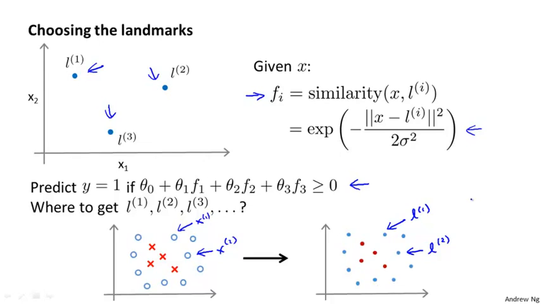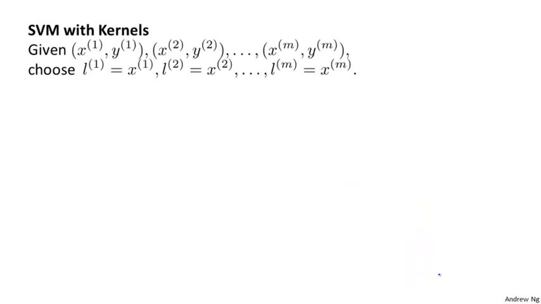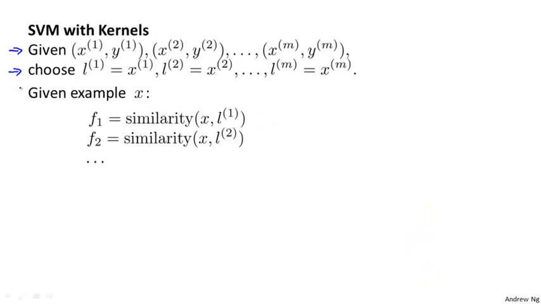But what I'm going to end up with using this method is m landmarks, so I have L1, L2, down to Lm if I have m training examples, with one landmark per location of each of my training examples. And this is nice because it's saying that my features are basically going to measure how close an example is to one of the things I saw in my training set. So just to write this out a little more concretely, given m training examples, I'm going to choose the location of my landmarks to be exactly the locations of my m training examples.